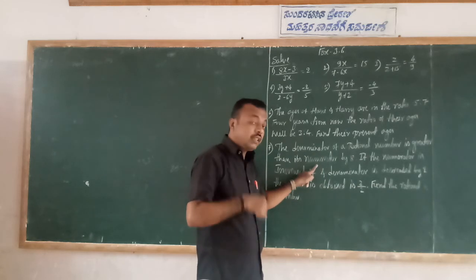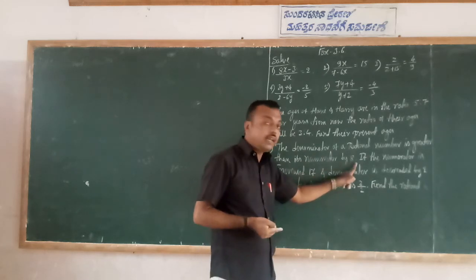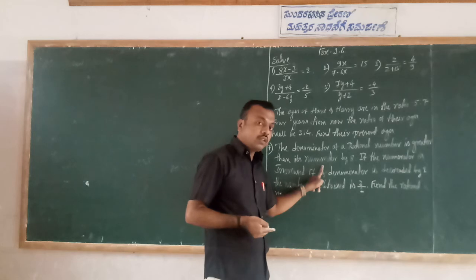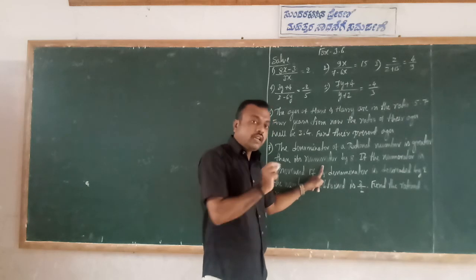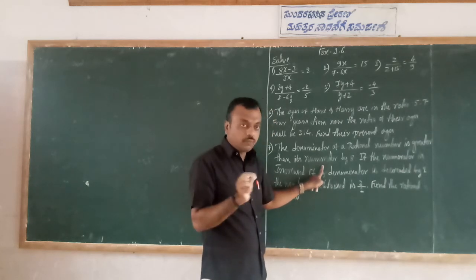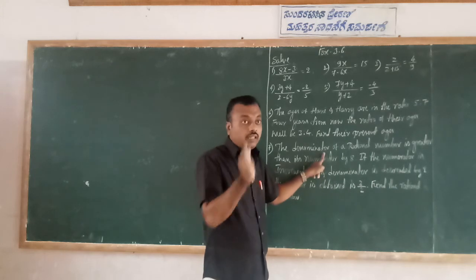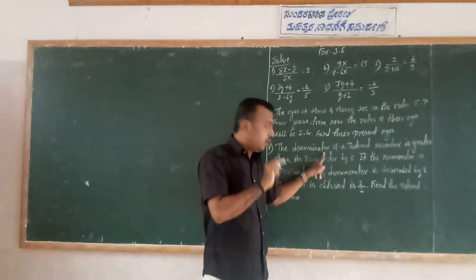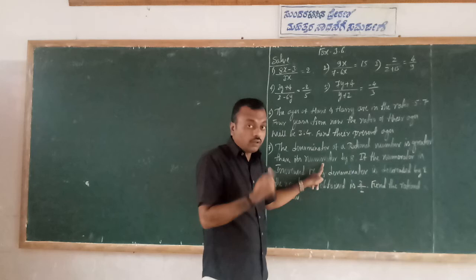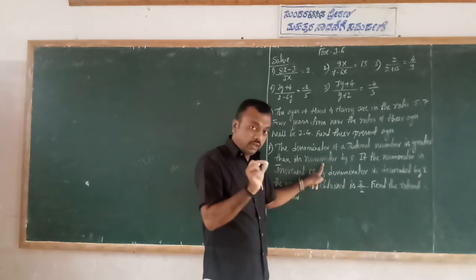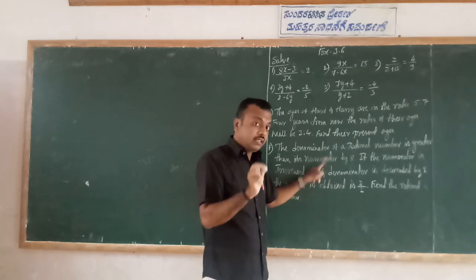The denominator is greater than the numerator. How much greater? 8 more. Do we know the numerator? No, we don't know. That's why let the numerator be x. Suppose the numerator is 10, then the denominator will be 8 more than that, I mean 18. I don't know the numerator. First of all, the numerator only we don't know. That's why let the numerator be x and the denominator be x plus 8.